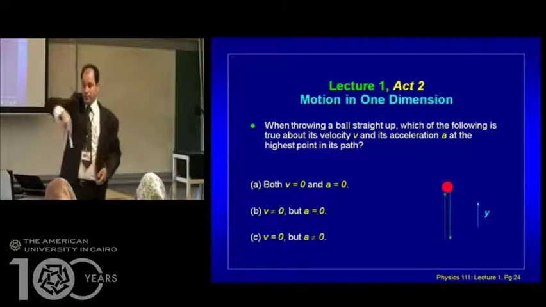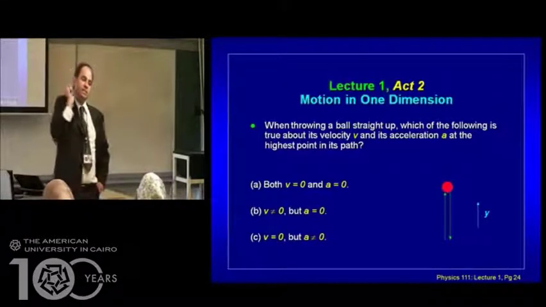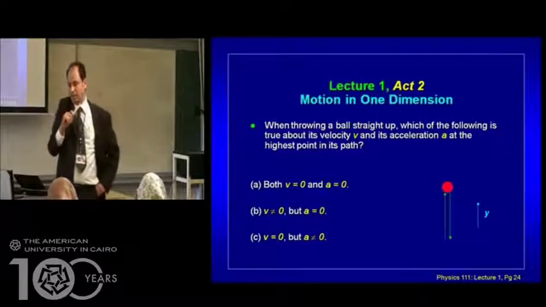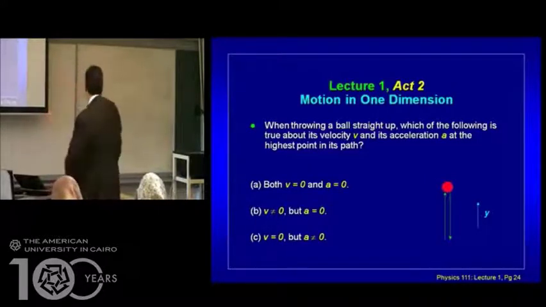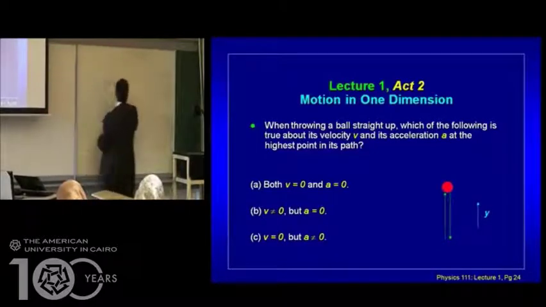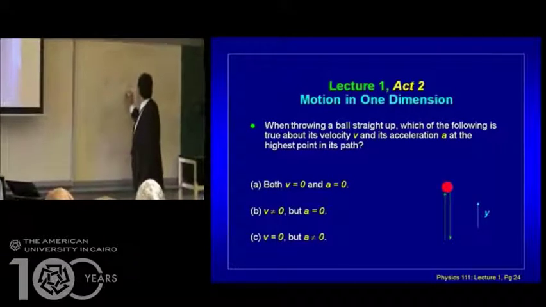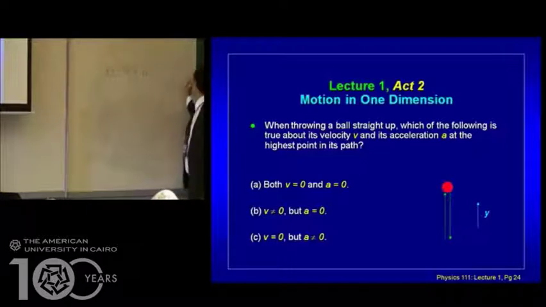Motion in a vertical line has a specific acceleration. That's the acceleration due to gravity. So when the motion is vertical, the acceleration will equal a constant. That constant is 9.8 meters per second squared, and we give it another symbol, g.